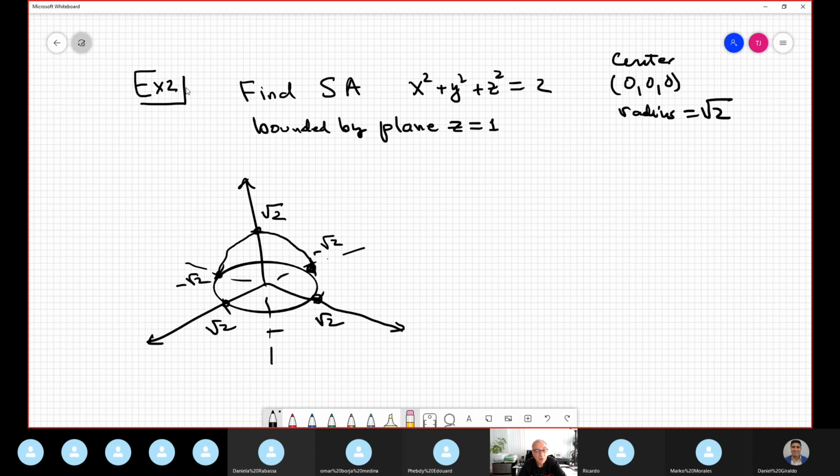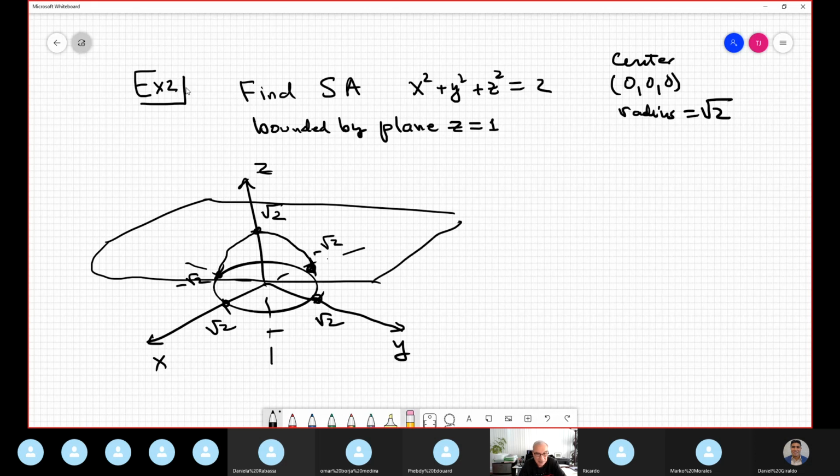Sphere. However, we have a plane. The plane is parallel to the xy plane, and the distance is 1. So we have a plane, roughly like that, and this plane cuts the sphere. I don't know exactly where. Well, at 1 because it's equal to 1, no? And radical 2 is bigger than 1. Radical 2 is 1.41 something. So we have that surface.